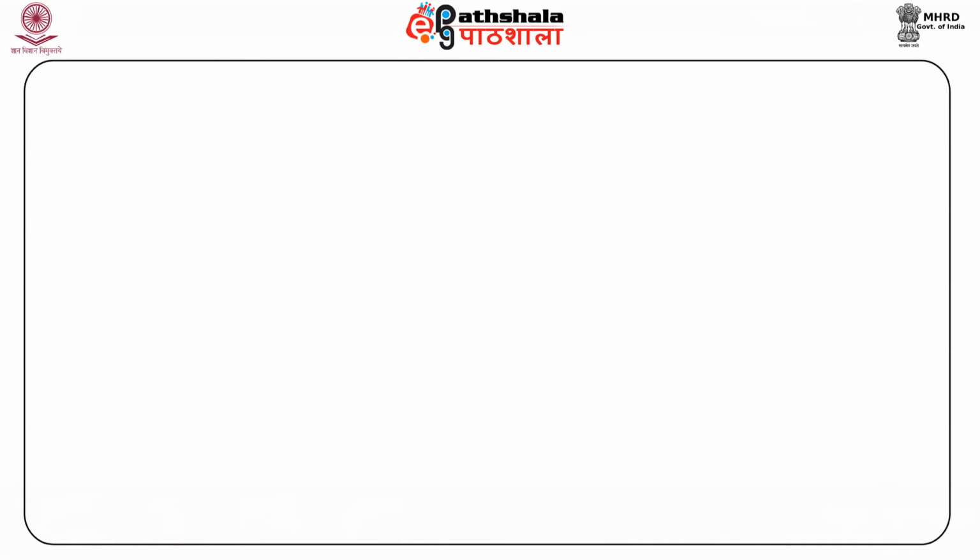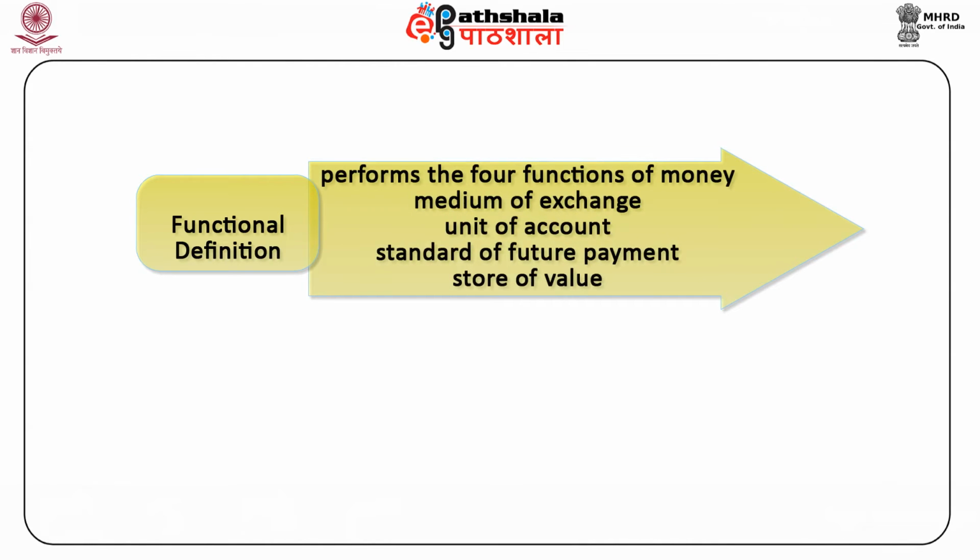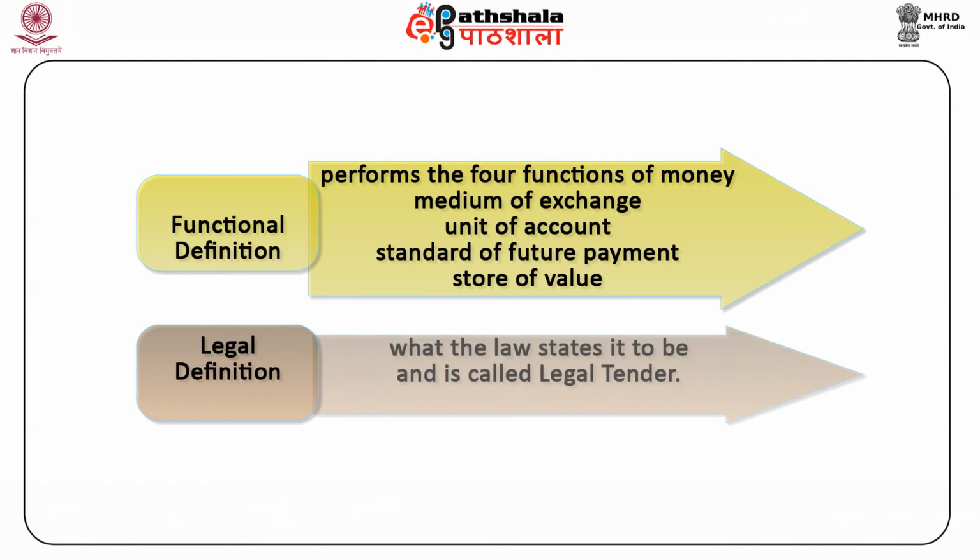Now there are different ways in which we can define money. The functional definition of money includes all those things that perform the four functions of money. It is important for money to perform the primary function of a medium of exchange and be generally acceptable. The legal definition of money is defined in purely legal terms, that is, money is what the law states it to be. Law can help a thing to achieve general acceptability by proclaiming it to be money.